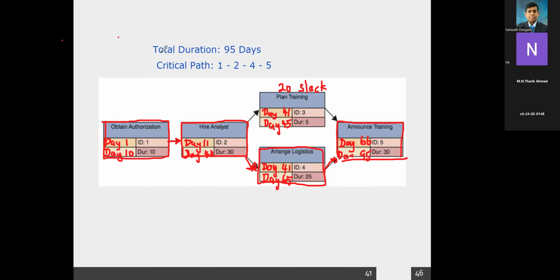So we can say the total duration of the project is 95 days. And this path is called the critical path, task number 1, 2, 4, 5, because if there's a delay on any of these tasks, it will affect the total time duration. So there's no slack time in this path. But this one, for example, is flexible. You don't have to start immediately. Maximally, you can delay by 20 days. So we can say you have 20 days of slack time for this particular task.